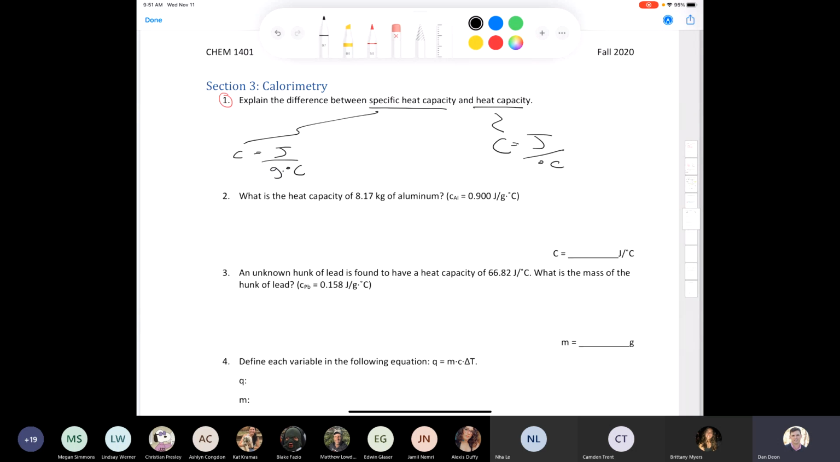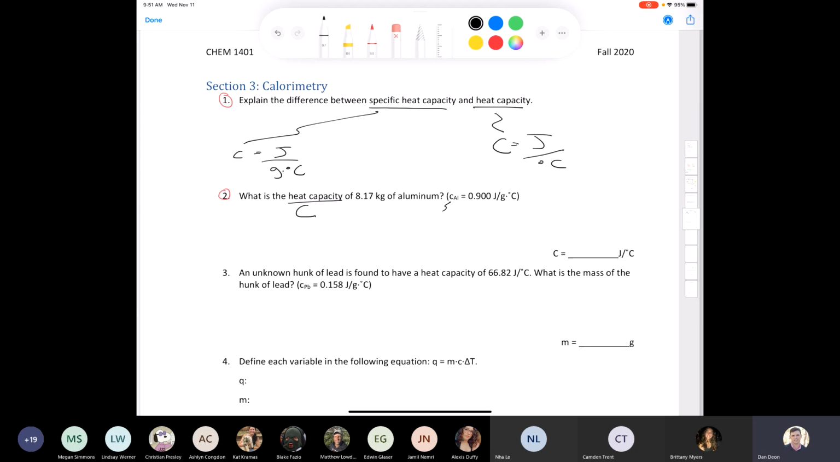So heat capacity is associated with any amount of a substance, and it's the amount of heat required to raise that amount of a substance by 1 degree Celsius. You probably also remember a formula that we're going to need to solve question number 2. It says, what is the heat capacity? They're asking you, what is big C, the heat capacity, of 8.17 kilograms of aluminum?